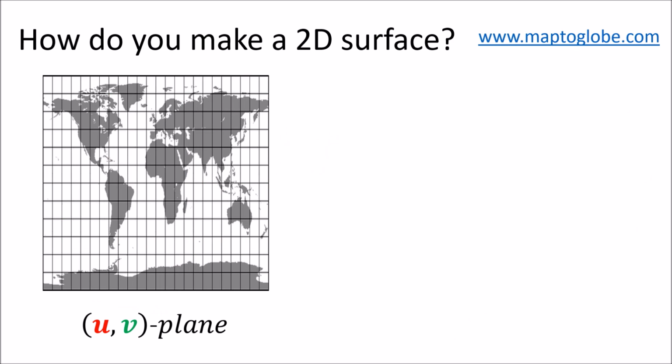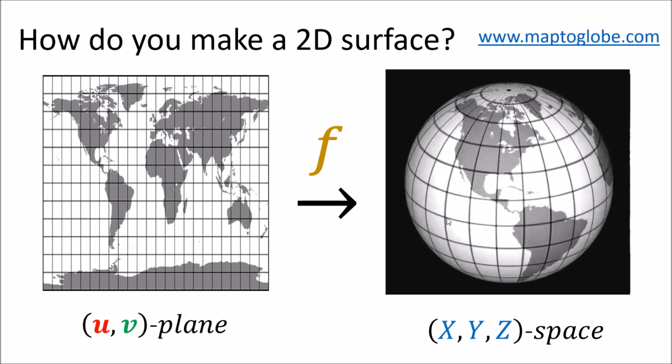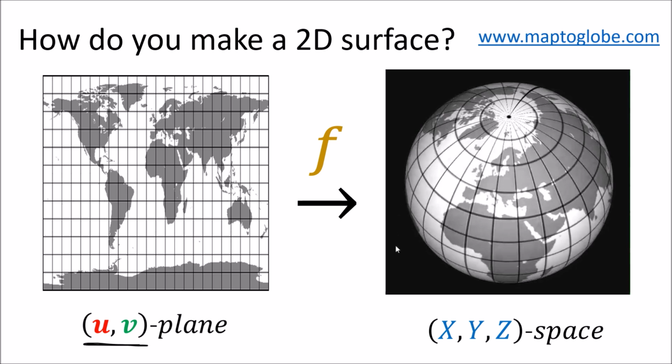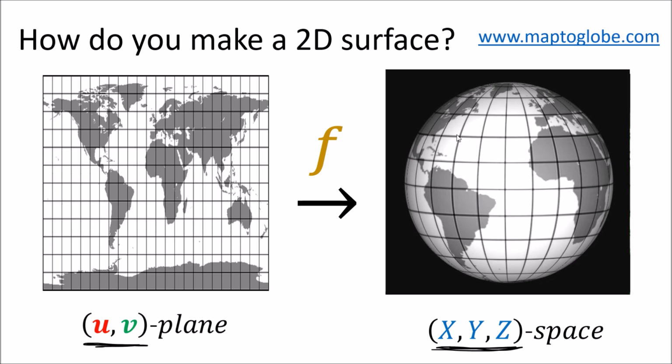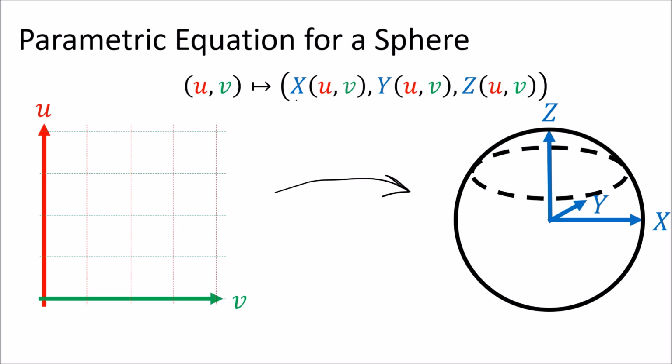This is very similar to taking a flat map of the Earth and stretching it and bending it so that it becomes a spherical globe. The flat map lives in the UV plane, and the resulting surface lives in XYZ space. So in order to do this transformation, we need to determine the three equations for X, Y, and Z.